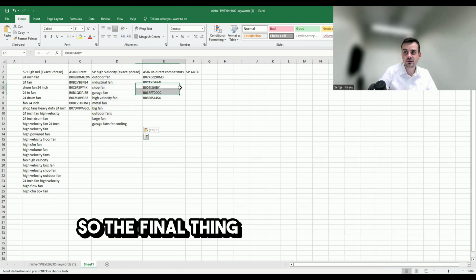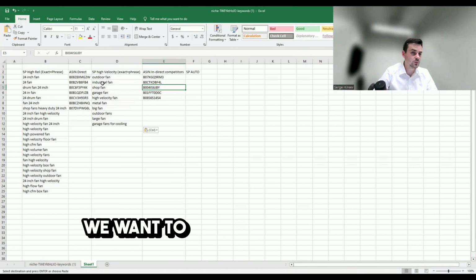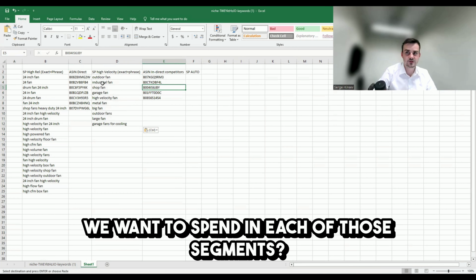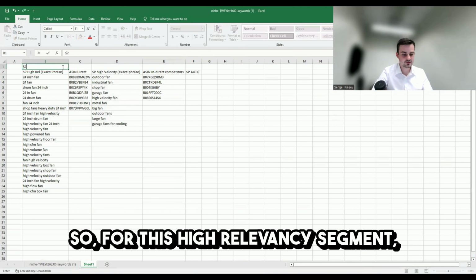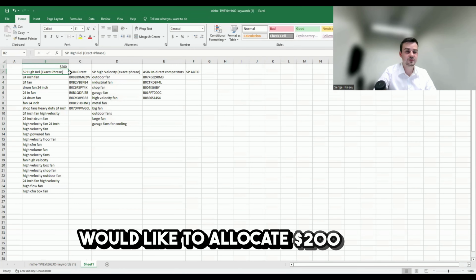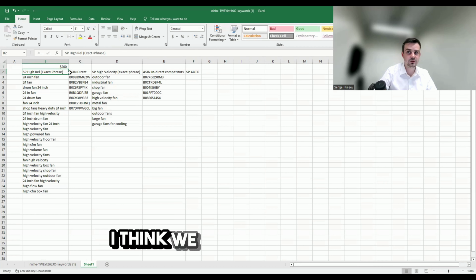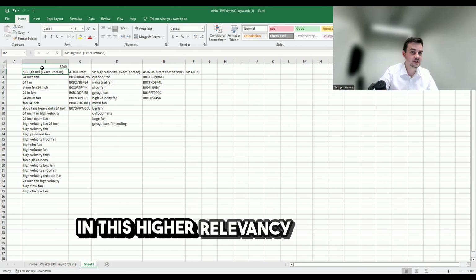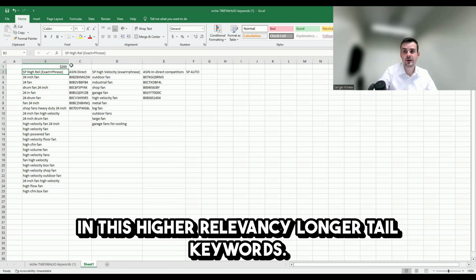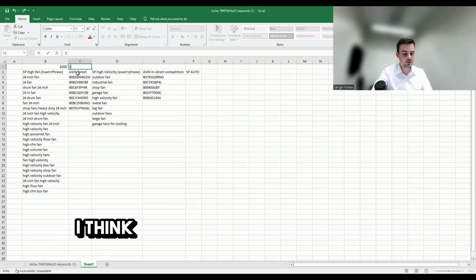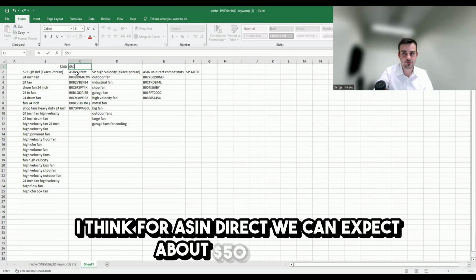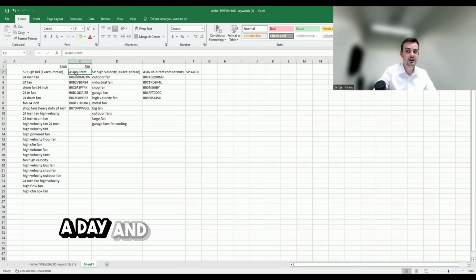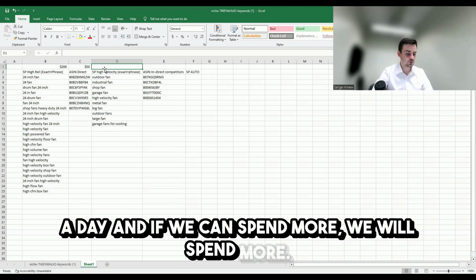The final thing here is how much money do we want to spend in each of those segments. For this high relevancy segment, I would like to allocate $200 a day, right? I think we can spend it there. We should spend as much as possible in this high relevancy, longer tail keywords. The second one is ASIN Direct. For ASIN Direct, I think we can expect about $50 in spend a day. And if we can spend more, we will spend more.